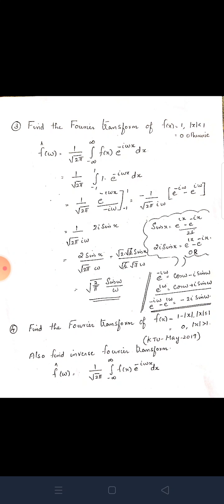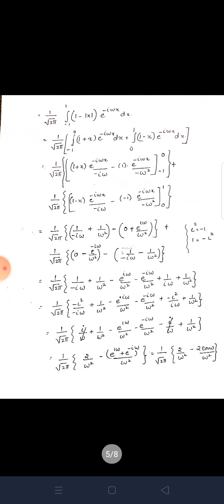So first we write the equation of a Fourier transform: f cap omega equals 1 by root of 2 pi integral minus infinity to plus infinity f of x e raised to minus i omega x dx. And here, 1 by root of 2 pi, substitute f of x with 1 minus mod x, e raised to minus i omega x dx.